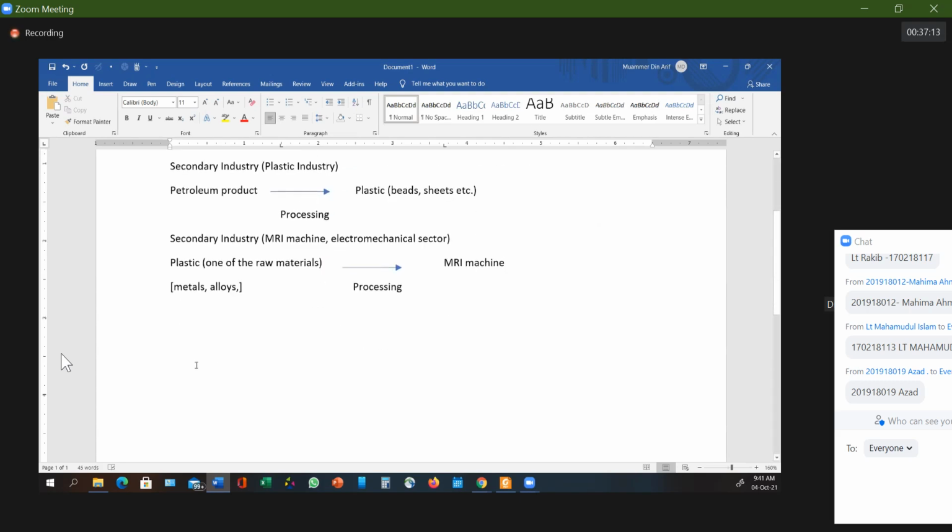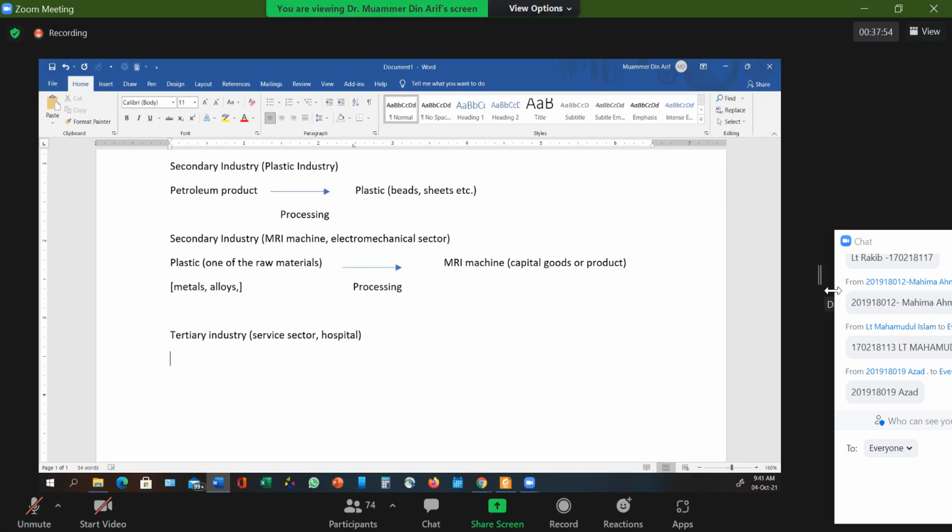Okay. Then an MRI machine is a capital good or capital product because you can use it to make money. It itself can produce economy, right? Economic activity. Then tertiary industry. These are always the service sector. In this case, let's say the hospital.